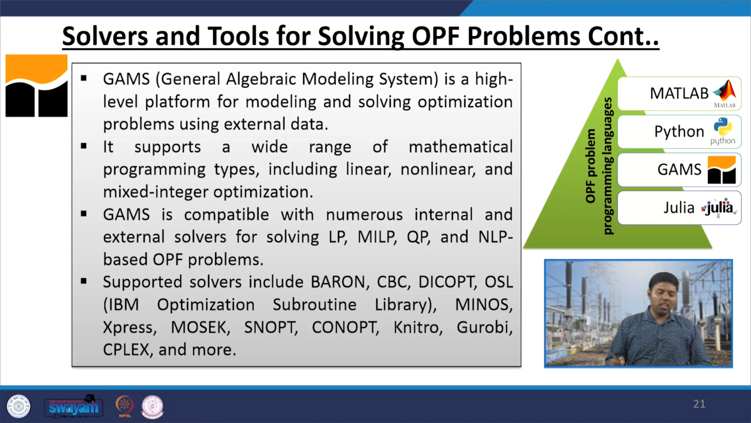GAMS you can integrate with any outside solvers like Baron, CBC, IBM solver, Minos, Mosek, Conopt. You can just integrate them with your GAMS and you can solve your OPF problem. It's a high level coding platform and specifically designed just to solve mathematical problems.